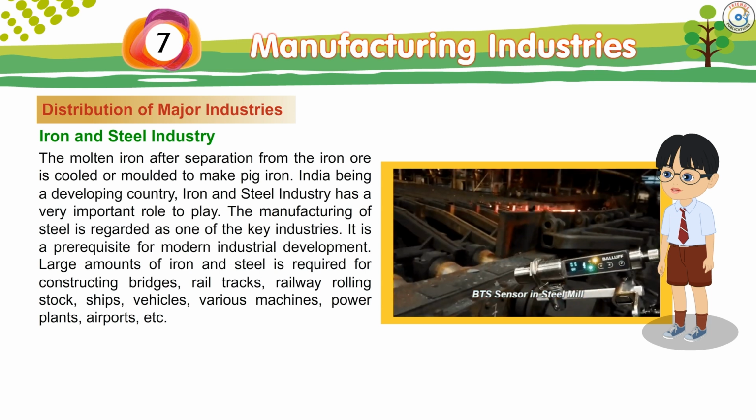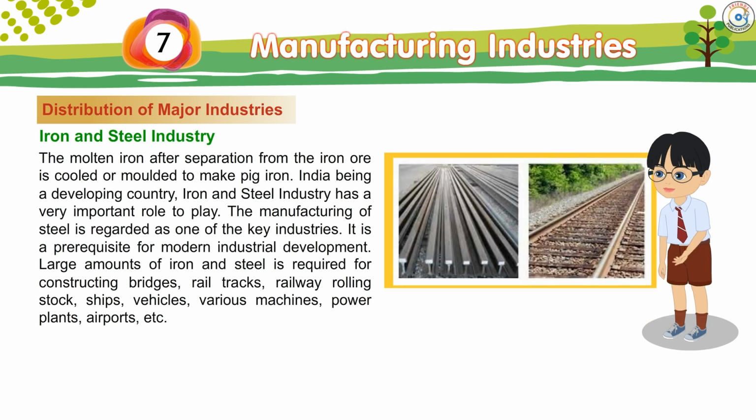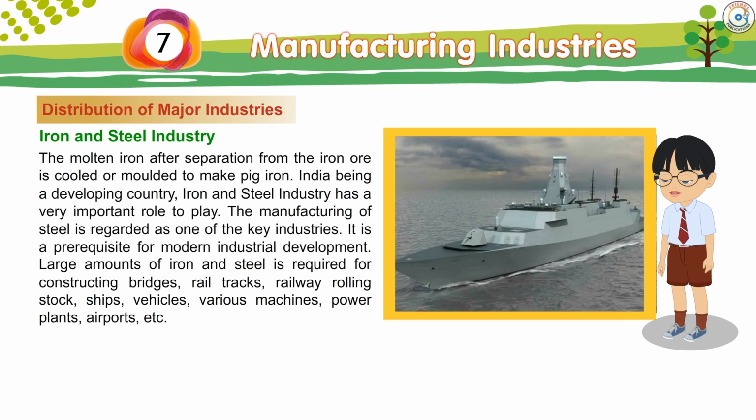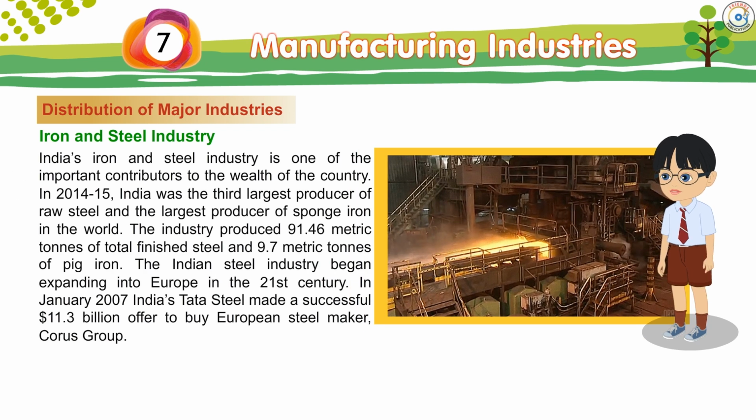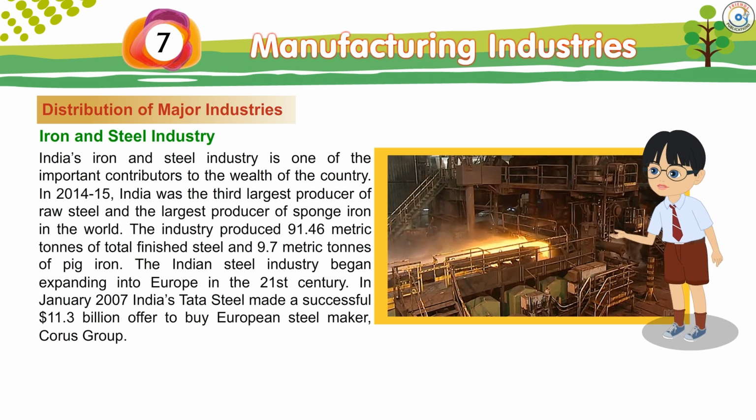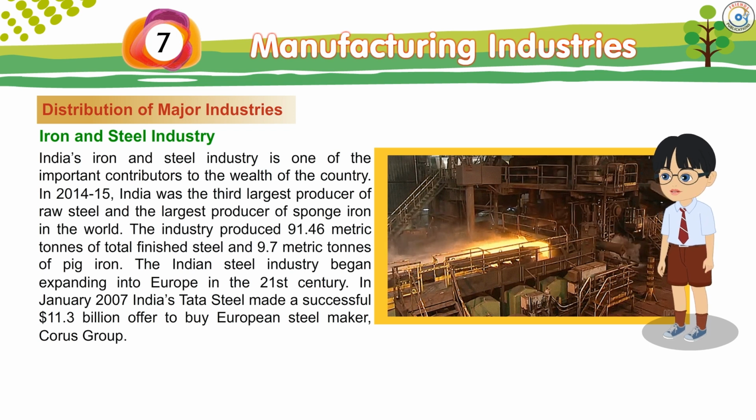Large amounts of iron and steel are required for constructing bridges, rail tracks, railway rolling stock, ships, vehicles, various machines, power plants, airports, etc. India's iron and steel industry is one of the important contributors to the wealth of the country. In 2014-15, India was the third largest producer of raw steel and the largest producer of sponge iron in the world. The industry produced 91.46 metric tons of total finished steel and 9.7 metric tons of pig iron.